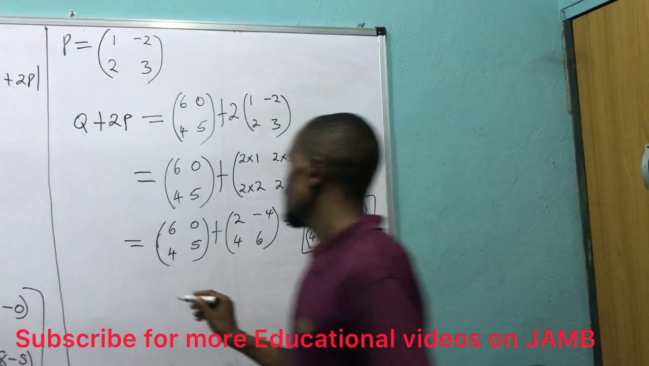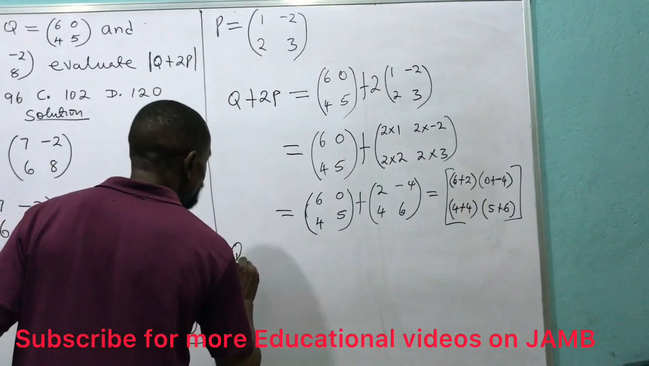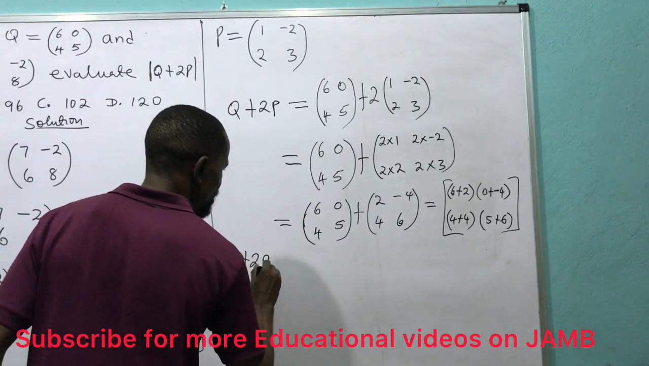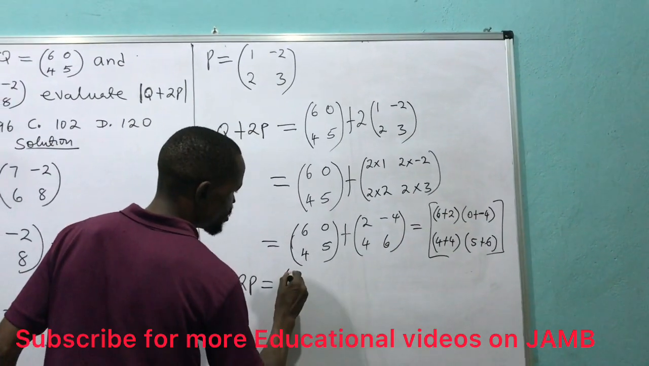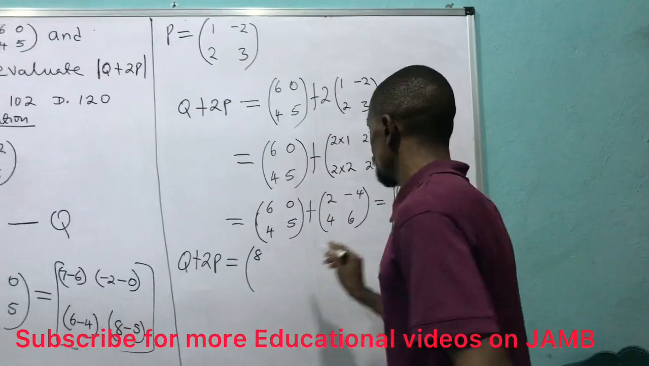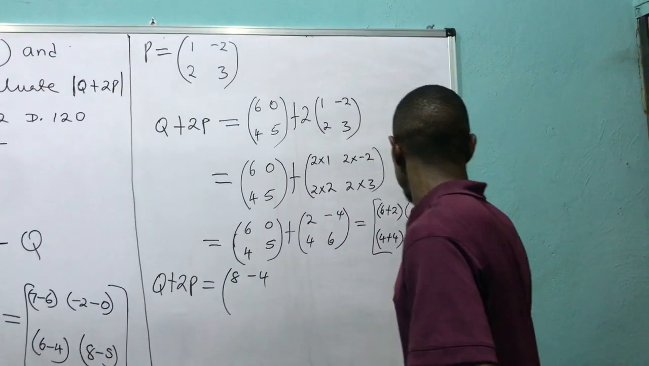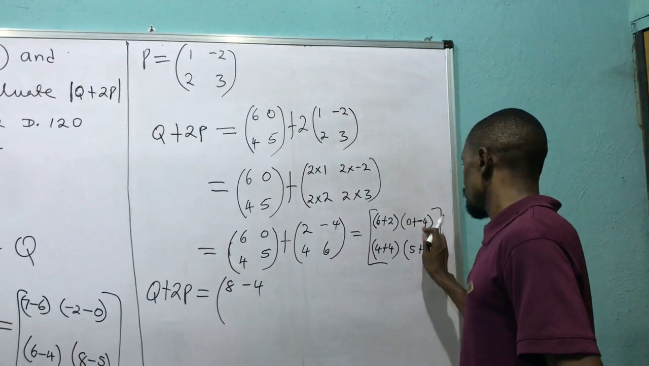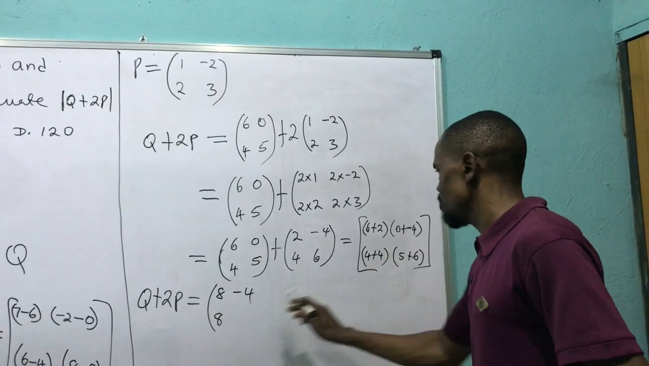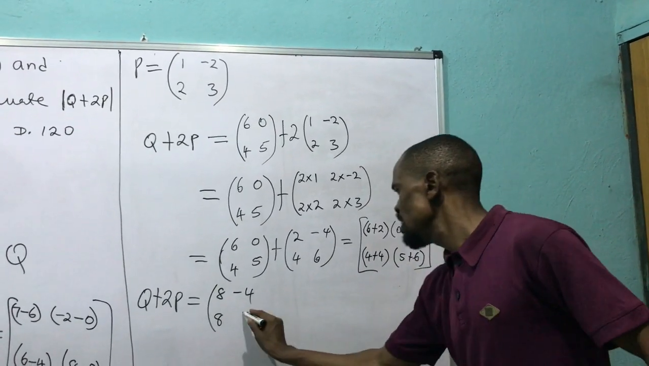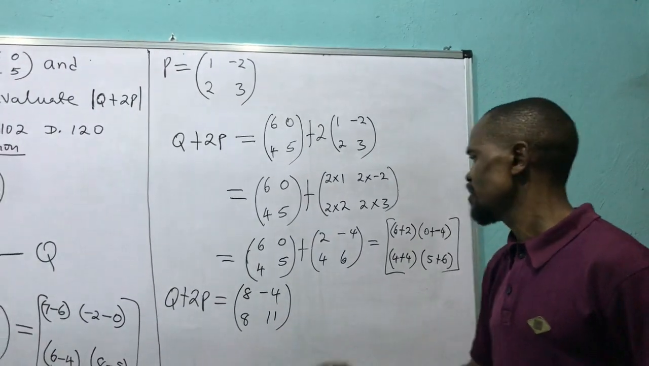This gives me this. Then I will have that my Q plus 2P is equal to what? The matrix. This plus this will give me what? 8. And this plus this will give me minus 4. That's my 0 plus minus 4, which will be minus 4. This will give me what? 8. This plus this will give me 8. This plus this will give me 11. That's what I have here.